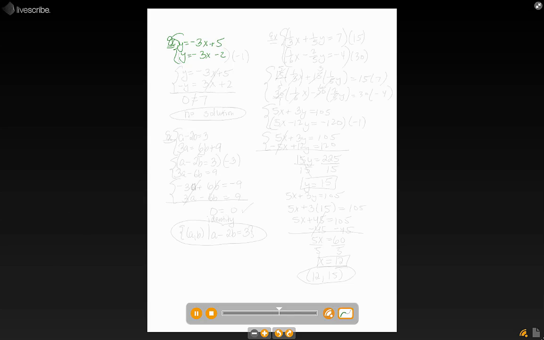Now, with the addition method, I said that you should put it in standard form, but really all I meant was that they need to be lined up. My y's lined up over my y's, my x's over my x's, and my constant numbers over my constant numbers. You can see that's already the case here. So you don't have to mess with a good thing. Standard form is just one way to accomplish that, but this is already done.